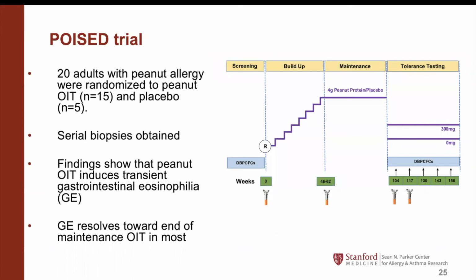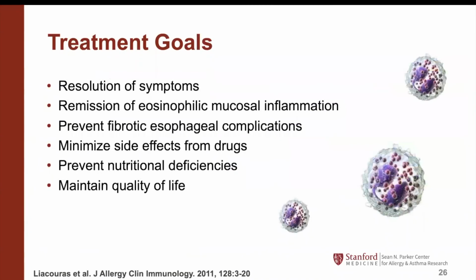And we also found that toward the end of being on OIT maintenance, this eosinophilia resolved in the majority of patients. So again, we can see some transient increase in eosinophils in the gut in our patients who have OIT. And we know also that at baseline, many of our food allergic patients may have increased eosinophils. So again, this is being studied, but these are just some interesting findings from the POISED trial.